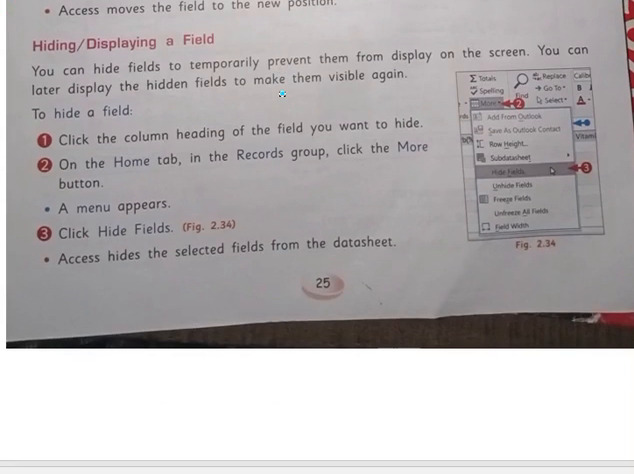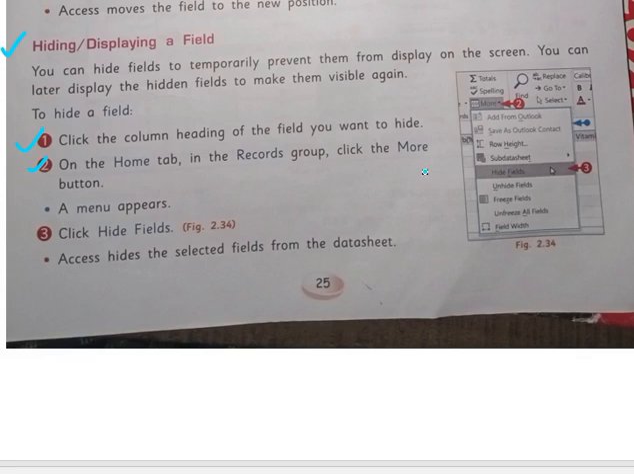After that we have hiding or displaying a field. How can we display or hide a field? You can hide a field to temporarily prevent it from displaying on the screen, and later display the hidden fields to make them visible again. To do this, first click the column heading of the field you want to hide. Select the column you want to hide temporarily. Then, on the Home tab, find the Records group.